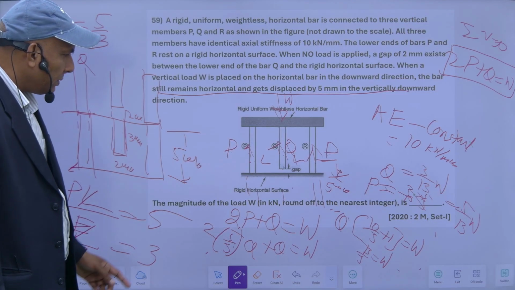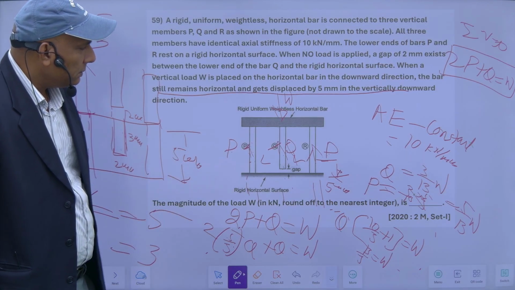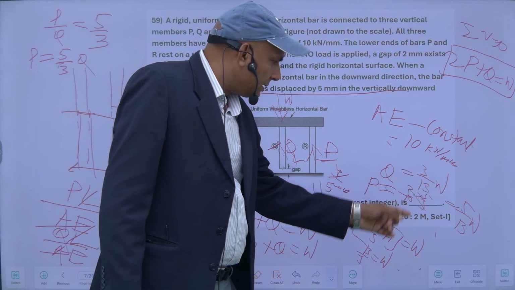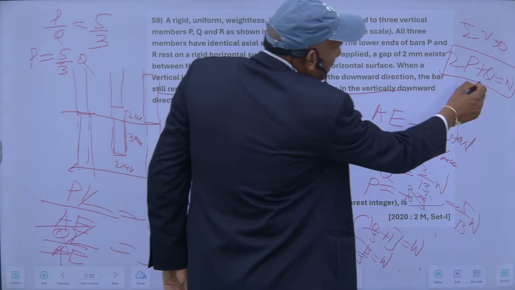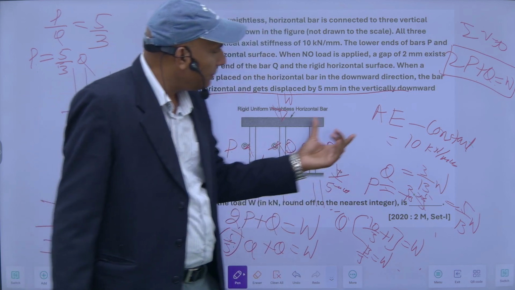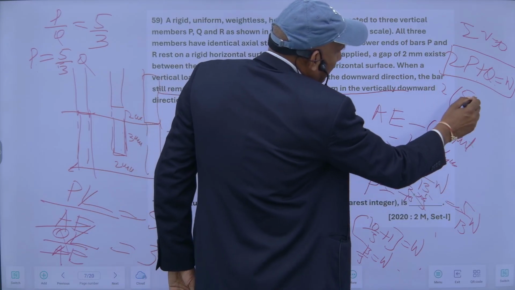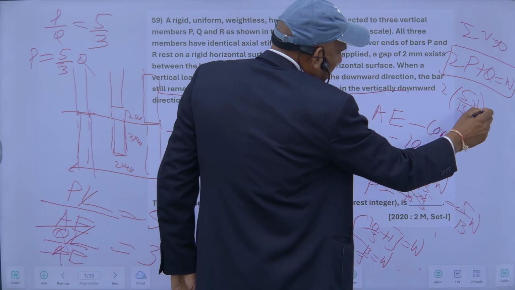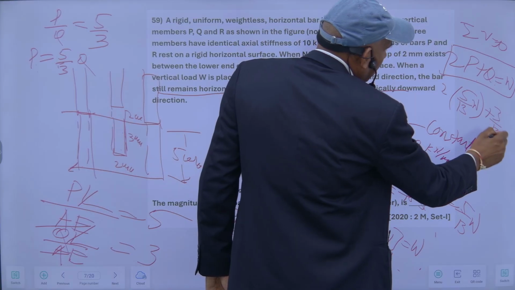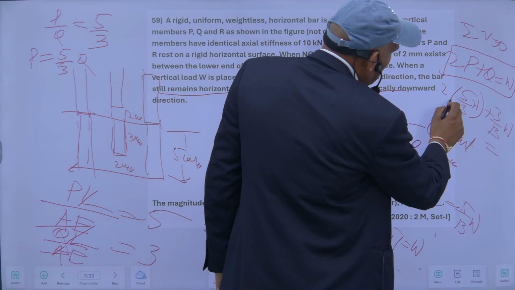The magnitude of the load W I have to calculate. So W is equal to this plus this, so 2P plus Q is the W. So total W is equal to 2 times the force in this member plus Q. So 2P means 2 into P, 5 by 3 W, plus Q is equal to 13 by 3 W.